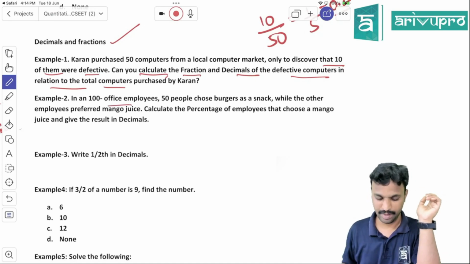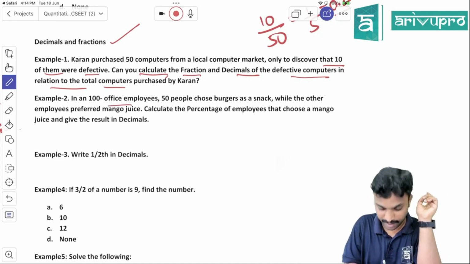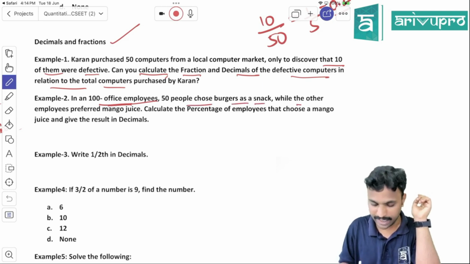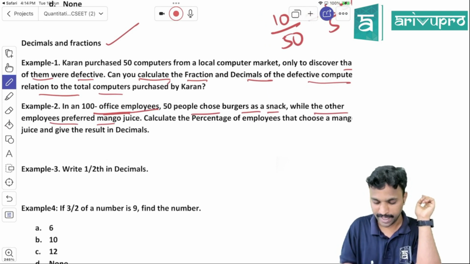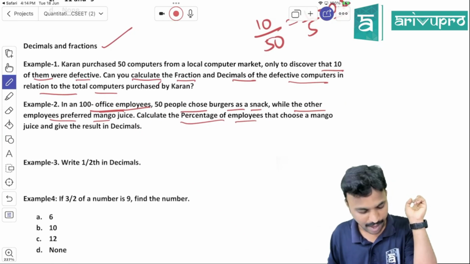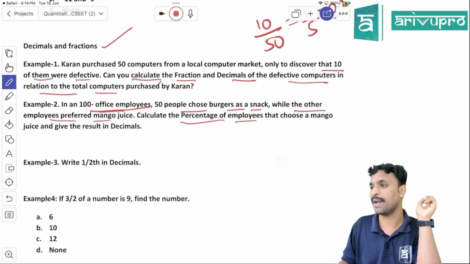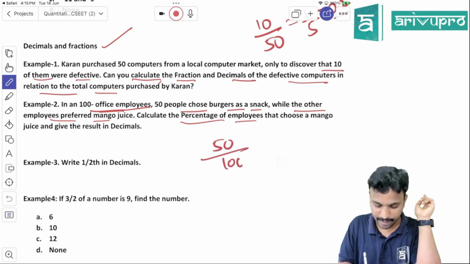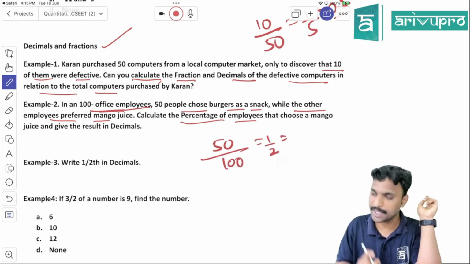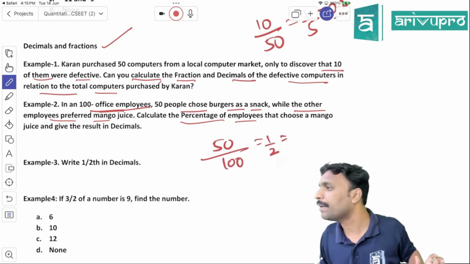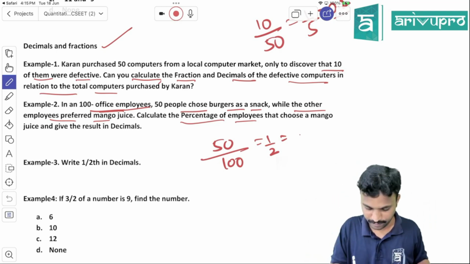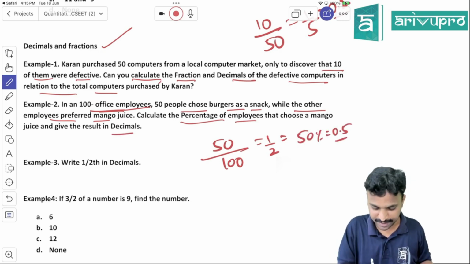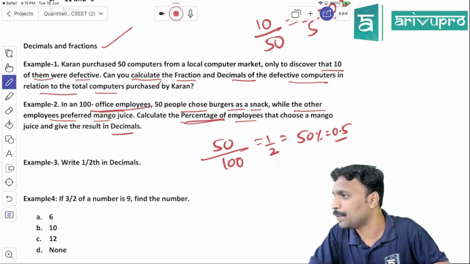In an office of 100 employees, 50 people chose burgers as a snack while the other employees preferred mango juice. Calculate the percentage of employees that chose mango juice and give the result in decimal. First of all, how many chose mango? 50. Out of how many? 100. 50 by 100 is 1 by 2. They're asking us to find the percentage. What is 1 by 2 equivalent to? 0.5 means how much percent? 50%, also equal to 0.5. Decimal value is 0.5. Percentage value is 50%. Clear?